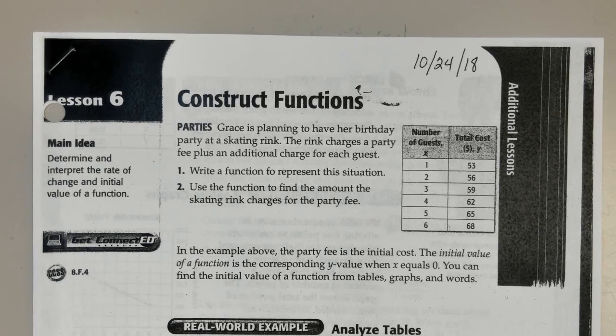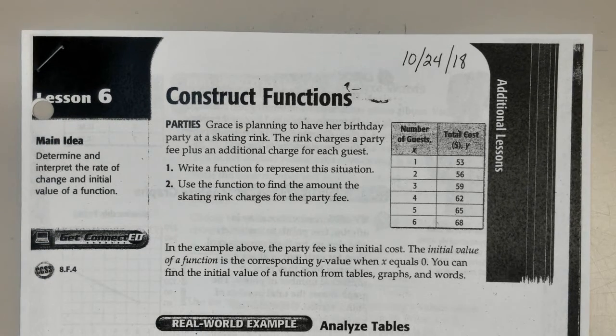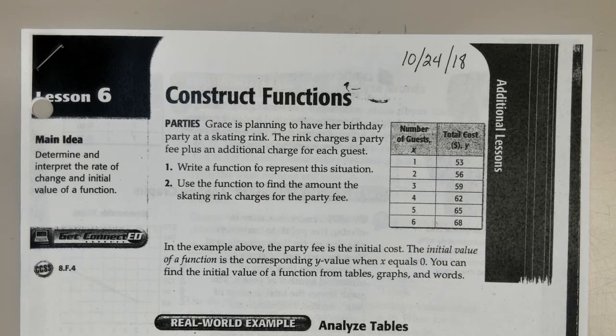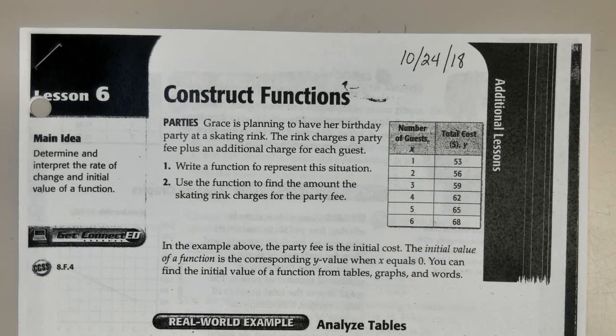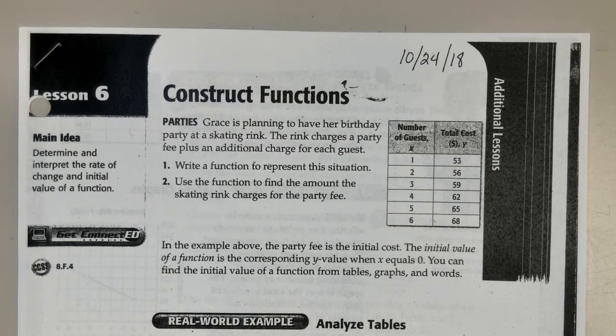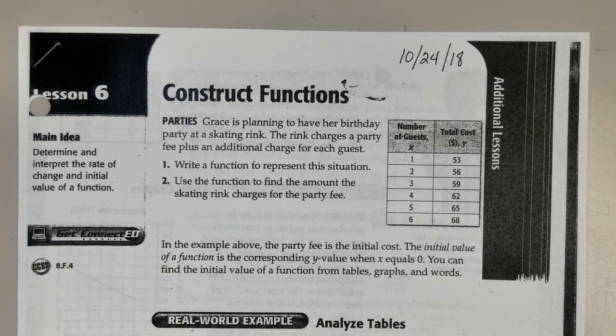This first example, Grace is planning to have her birthday party at a skating rink, and the rink charges a party fee plus an additional charge for each guest. And they want you to write a function to represent the situation and then use that function to find the amount the skating rink charges for the party fee.